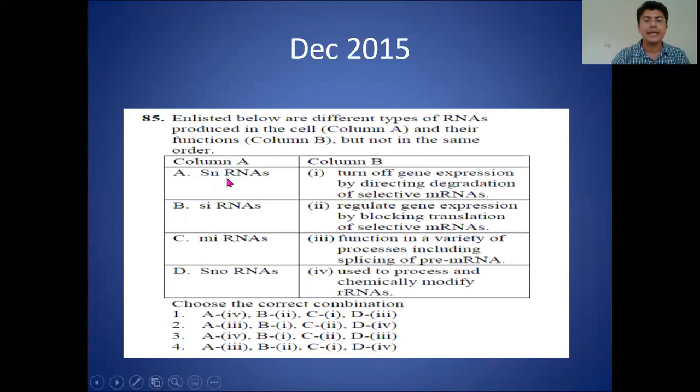snRNA, its function is in a variety of processes including splicing of pre-messenger RNA. So this is the appropriate one. So the most appropriate answer is the second one.